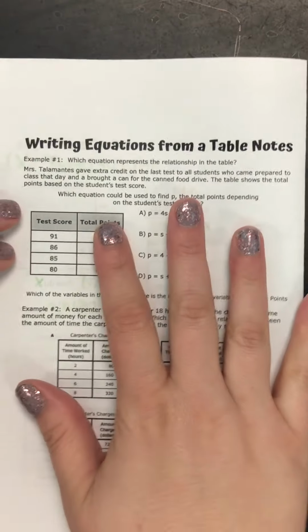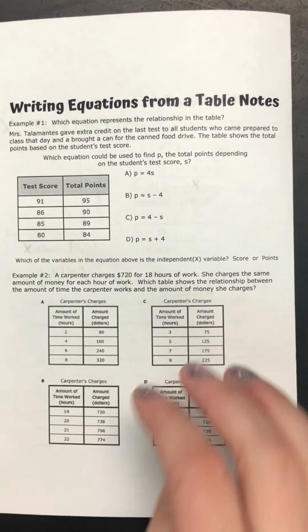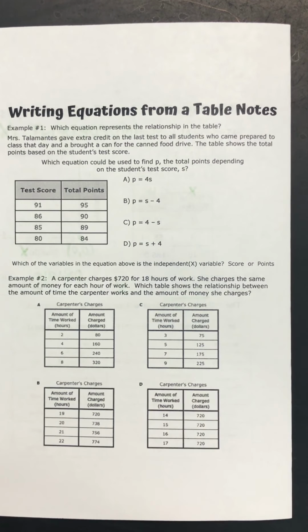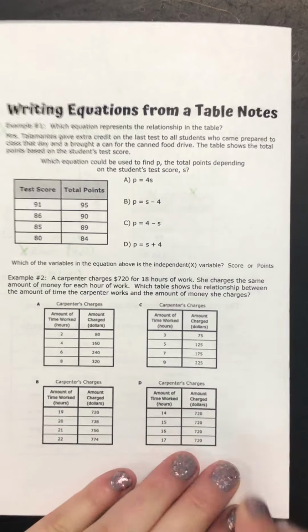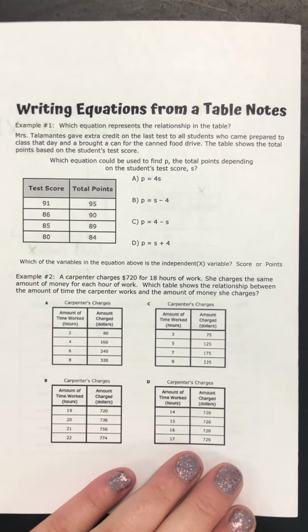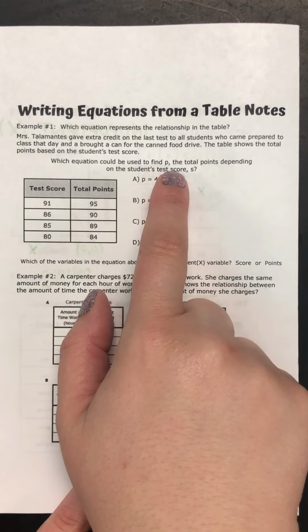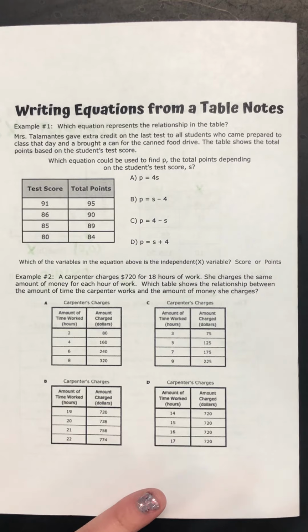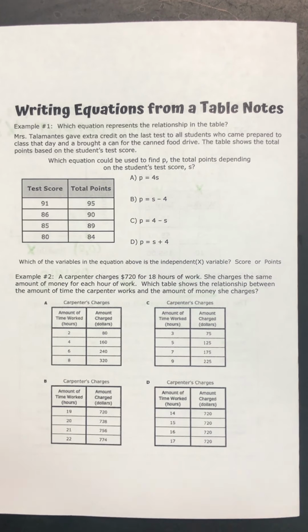So we're going to open up our notes, and the first thing we're going to talk about is tables. Example number 1 says, which equation represents the relationship in the table? Ms. Talamontes gave extra credit on the last test to all students who came prepared to class that day and brought a can for the canned food drive. The table shows the total points based on the students' test scores. Which equation could be used to find P, the total points depending on the student's test scores? The first thing we're going to do is label our variables.